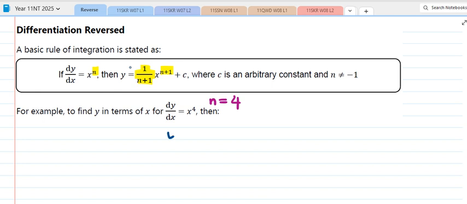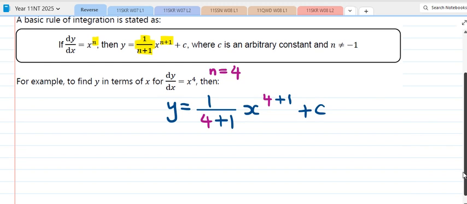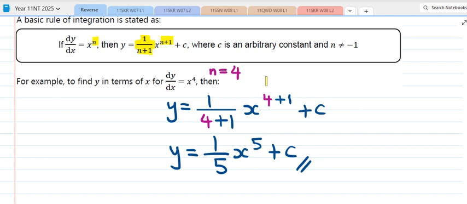So on the left side, dy/dx is changed into y. And then following this formula above, 1 over 4 plus 1, and then next to it will be x to the power of 4 plus 1. Right? Everything over here plus c. So you will have y equals 1/5 x to the power of 5 plus c. So this is the integration, and c must always be added to this because you can never know what the arbitrary constant is.